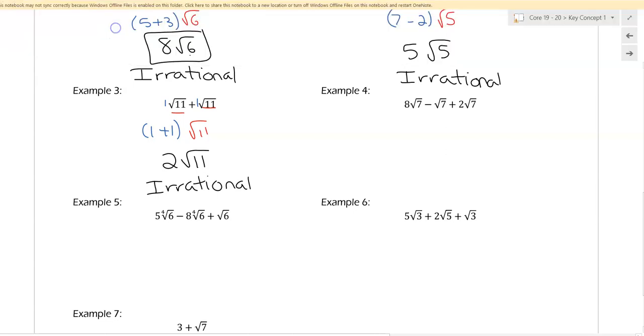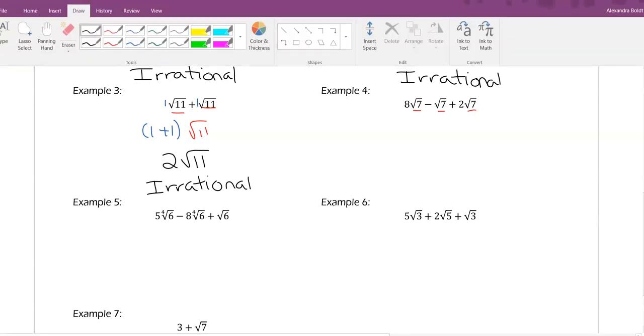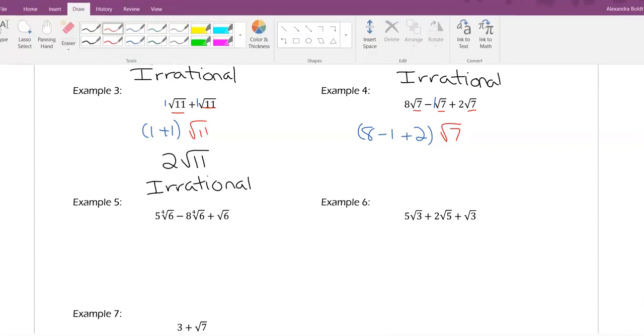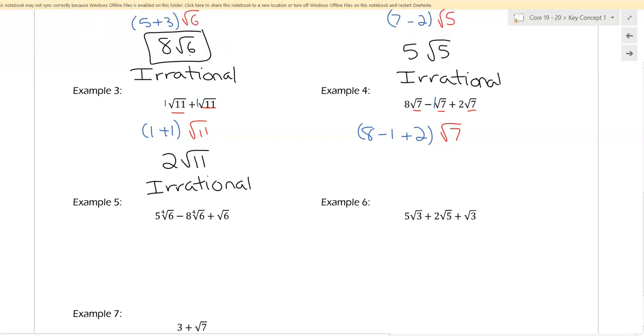Looking at our next one, they are all square root 7s. There's 3 of them, so we have to combine all 3. So I'm going to take the 8, right, the 1, and the 2. So that's 8 minus 1 plus 2 square root 7. Again, 8 minus 1 is 7. 7 plus 2 is 9. So that's 9 square root 7. And like all the ones before, it is irrational.